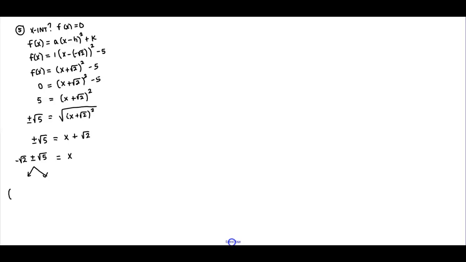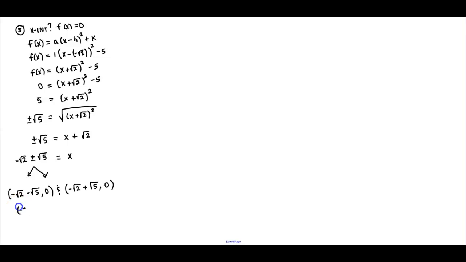Okay, the first x-intercept is negative square root of 2 minus the square root of 5, and then 0. And the other one is negative square root of 2 plus the square root of 5, and then 0. Now let's find the decimal equivalent of negative square root of 2 minus the square root of 5, and we can round that to, let's say, 2 decimal places.